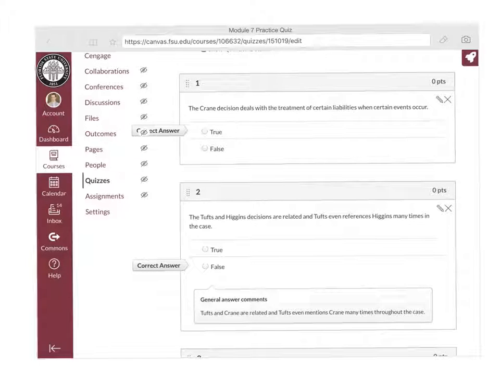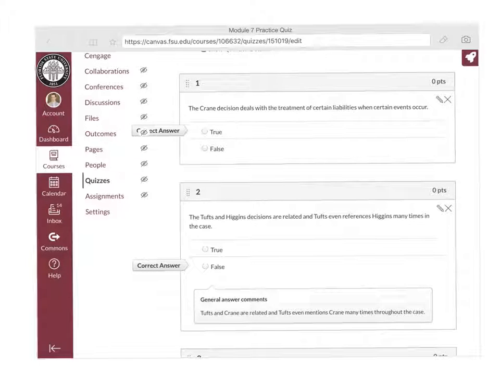So the first one, true, false. The Crane decision deals with the treatment of certain liabilities when certain events occur. So what kind of question is this? It's just asking you what exactly happened in the case, the central holding. That's a true statement. It does deal with liabilities, right? So that's a type of question that you might have. I could give you a true, false question about the central holding of the case. So you need to know the central idea of the cases.